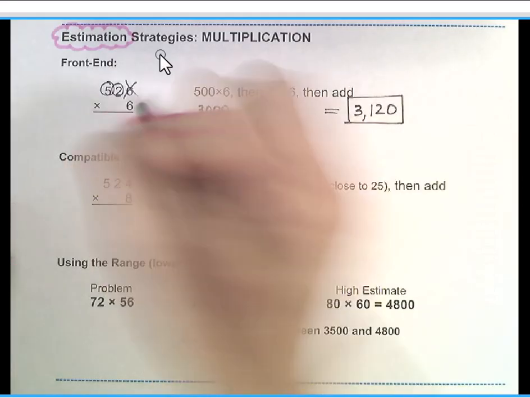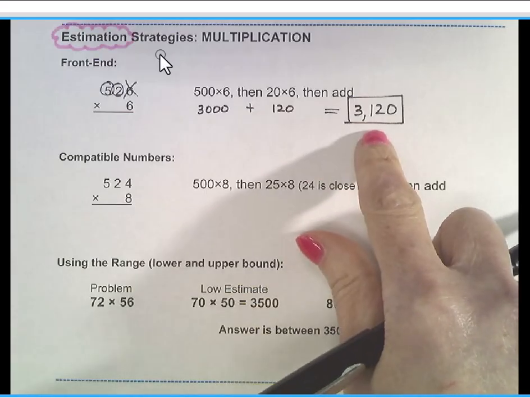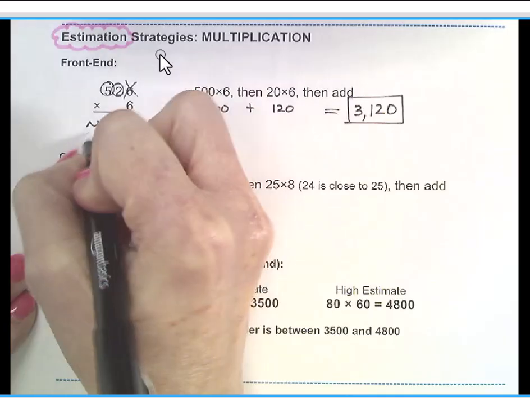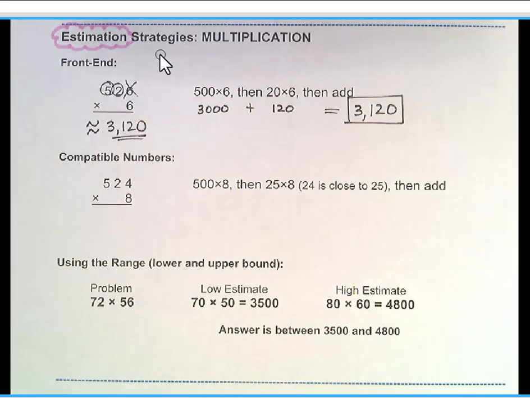So in this instance, we work with the numbers on the front end. We ignore the ones place, because remember, the point is just to estimate. So we are saying we think that the answer is close to approximately 3,120. Approximately.